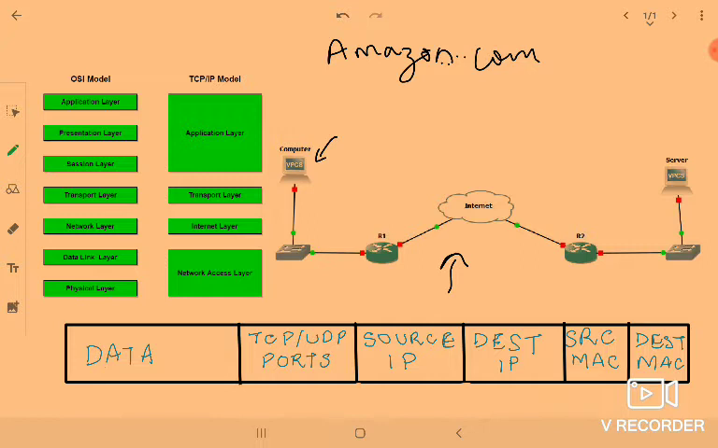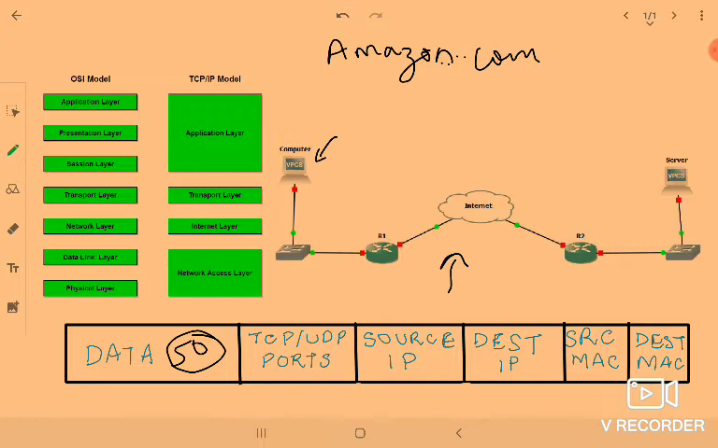So when you go to Amazon.com, you select an item to buy and you click on buy now. That actually becomes your data. Let's assume the item that you want to buy is for 50 rupees. So that 50 rupees will actually become your data. That will be the data inside the packet. We'll see how the packet is formed as well in this video, right?